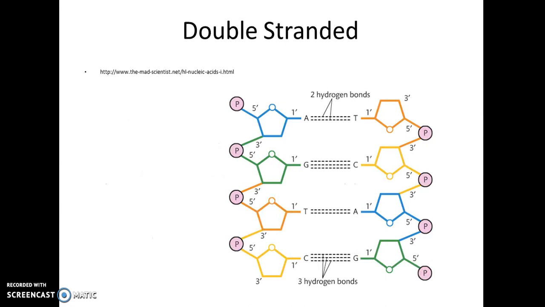So let's take a look at the double-strand DNA. We have the 5' end here. We have the 3' end here. On the other side, we have the 5' end here and the 3' end up here. So the DNA is anti-parallel. This side is upside down when compared to this side. Off of the first prime carbon, we have adenine, first prime carbon, thymine, and they form 2 hydrogen bonds. We have guanine forming 3 hydrogen bonds with cytosine, thymine forming 2 hydrogen bonds with adenine, and cytosine forming 3 hydrogen bonds with guanine.